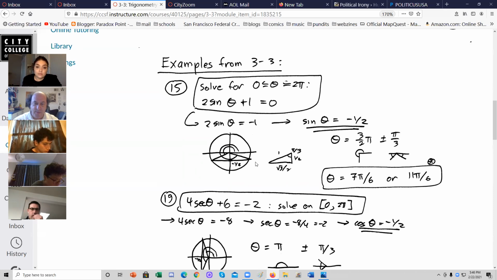Now, all right, here and here we see a triangle with radius 1, this side 1/2. This is going to be the 30, 60, 90 triangle. This is root 3 over 2. So this is pi over 3 radians here.